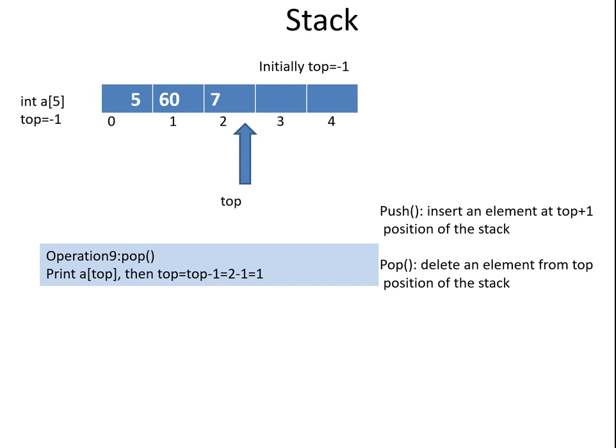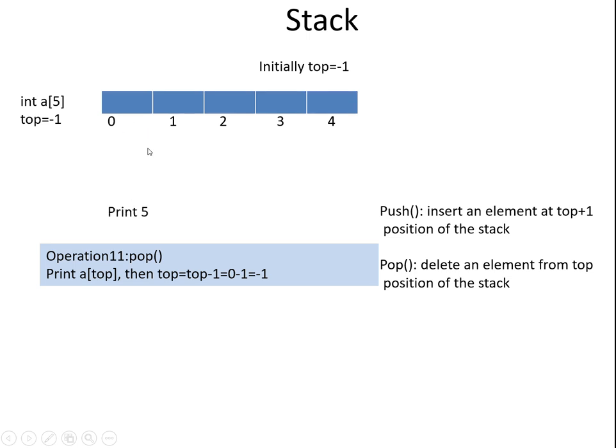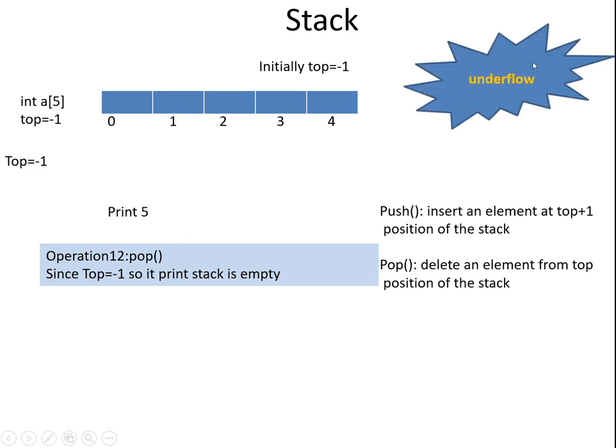Again, if you do the pop operation, then the top value will be decreased by 1, and top will be pointing here like this. Now top is equal to minus 1. Again, if we perform this pop operation, then it will show that the stack is empty because top is equal to minus 1. So now the stack is underflow.